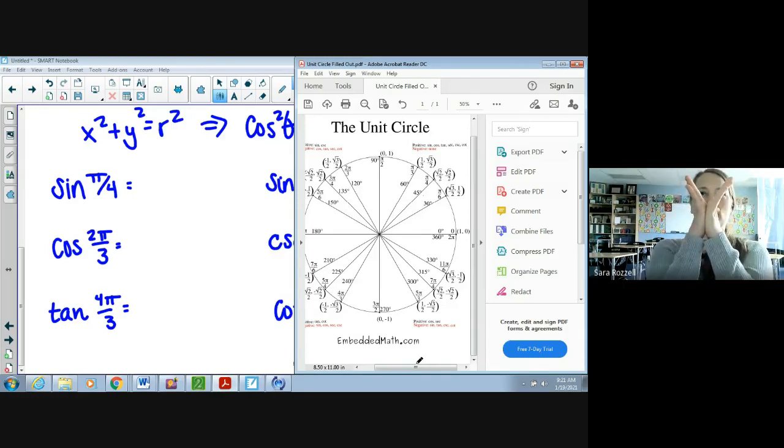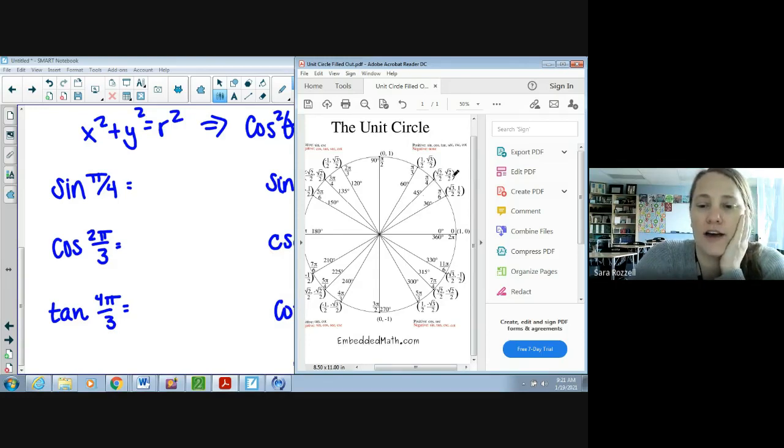Sine is the y. Cosine is x. Sine is y. X comes before y in the alphabet. Cosine comes before sine in the alphabet. That's how I always remember it. Okay? X, y, cosine, sine. All right. So sine is the y value.